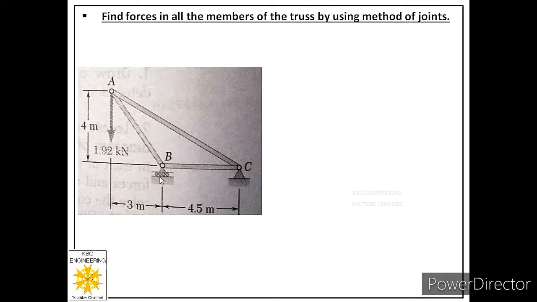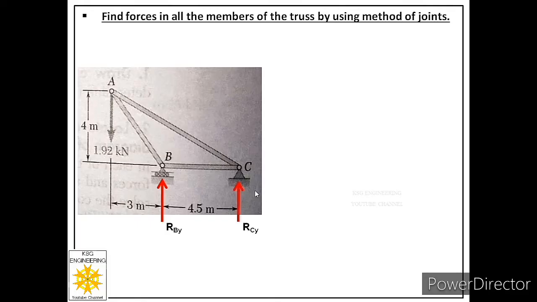So let us label these reactions now. So we have labeled reaction at roller support, which is a reaction normal to its surface. And we have labeled it as reaction at B in y direction. And at the start we know that we assume the direction of these reactions because we don't know their actual direction at the start. So for this reaction we have assumed its direction in upward direction.